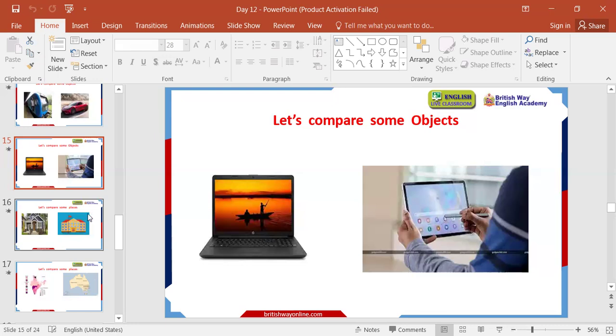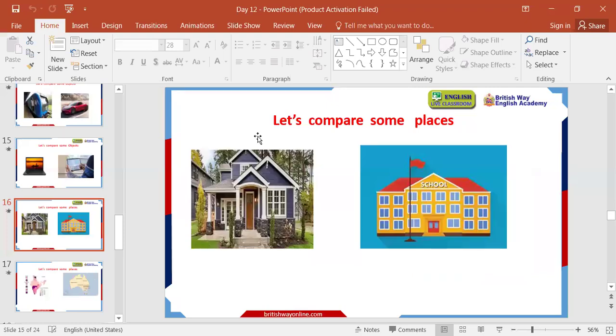Okay, so now we'll compare the places, right? You can compare. How do you compare the school and the house? The school is bigger than house. The house is more comfortable than school. The school is busier than house. The house is quieter than school, and the house is more private than school.